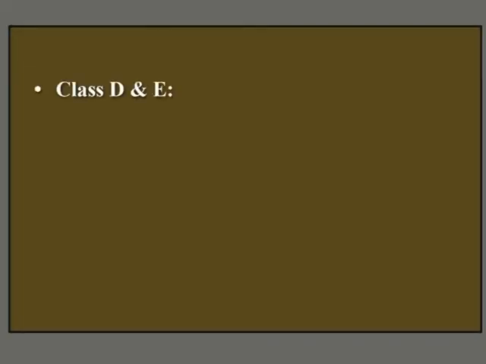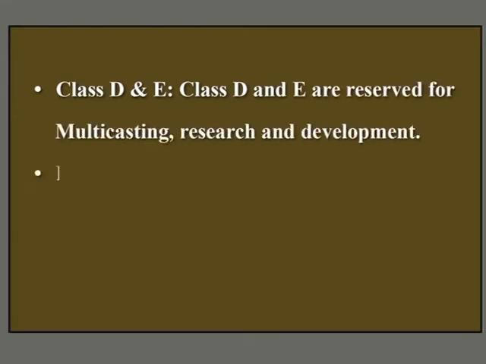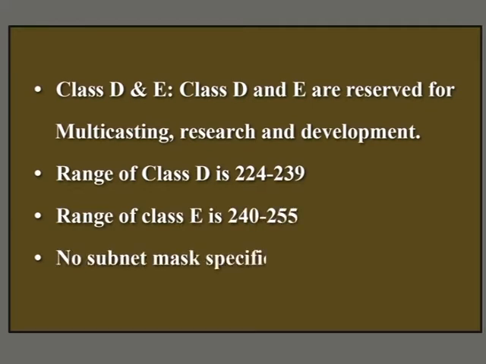Class D and E are reserved for multicasting, research and development. The range of class D is 224 to 239 and the range of class E is 240 to 255. There is no subnet mask specified for class D and E.